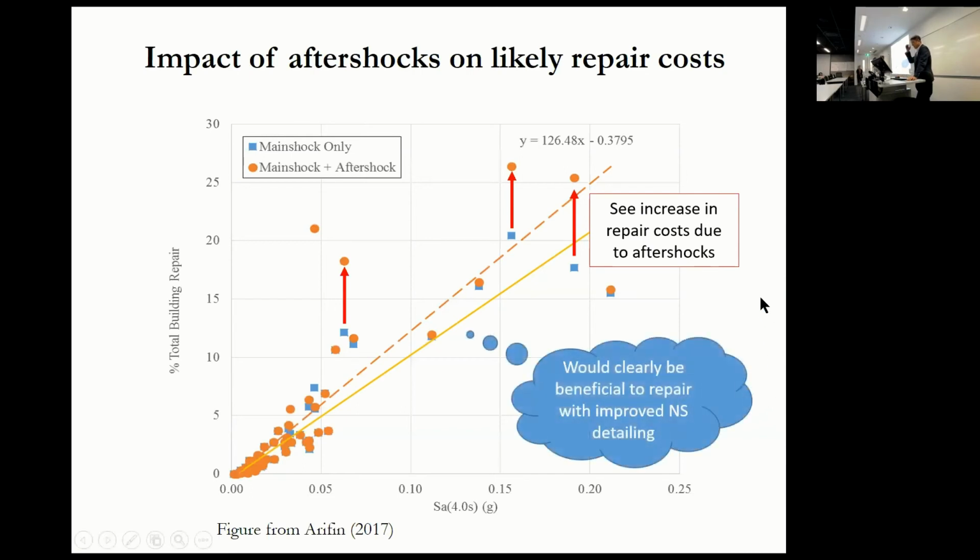So another lesson here is, clearly it would have been beneficial to repair our non-structural elements with improved detailing. If on day one they'd said, let's go in and repair those partitions, not the same way we've been doing them all the time, but with a detailing that's going to give us a bit more drift capacity, maybe a very marginal increase in cost, because you're going to have to repair them anyway, we could maybe have avoided the additional damage and losses.